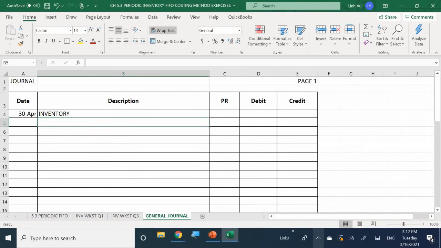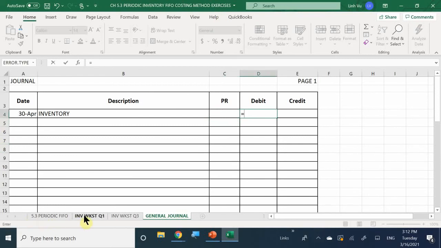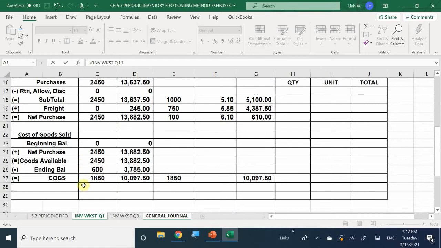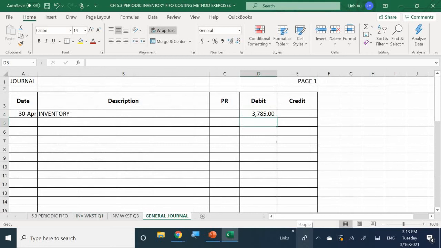Okay. And I know what balance it is because I solved for it earlier, right? I solved for it in my worksheet. Okay. So how much was my ending balance? You want the 600 units or the 3,785? Okay, so this is where the monetary assumption comes into play, right? Can we journalize that we have 600 units? No. You have to do it in terms of dollars, in terms of value. So in this case, what number am I going to put there? The 3,785. Correct. Okay. So 3,785.